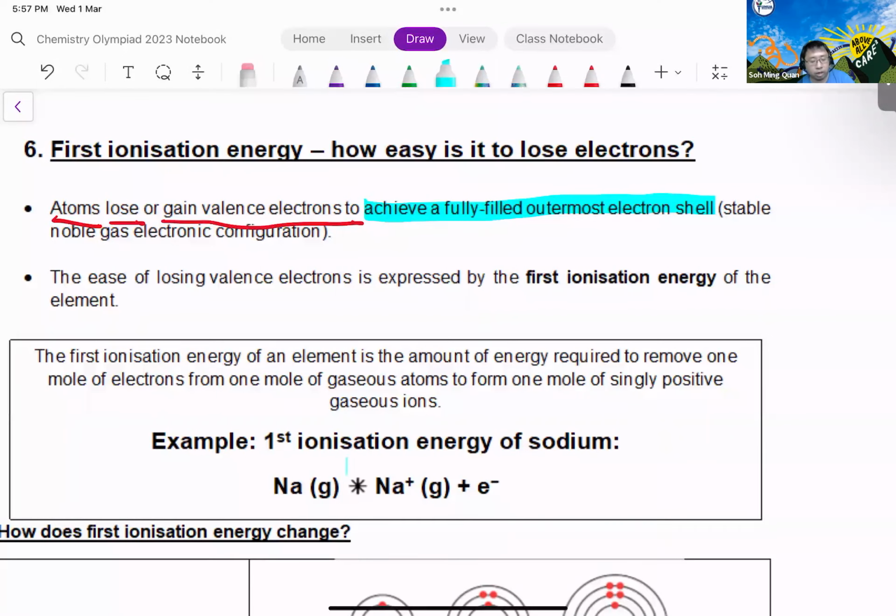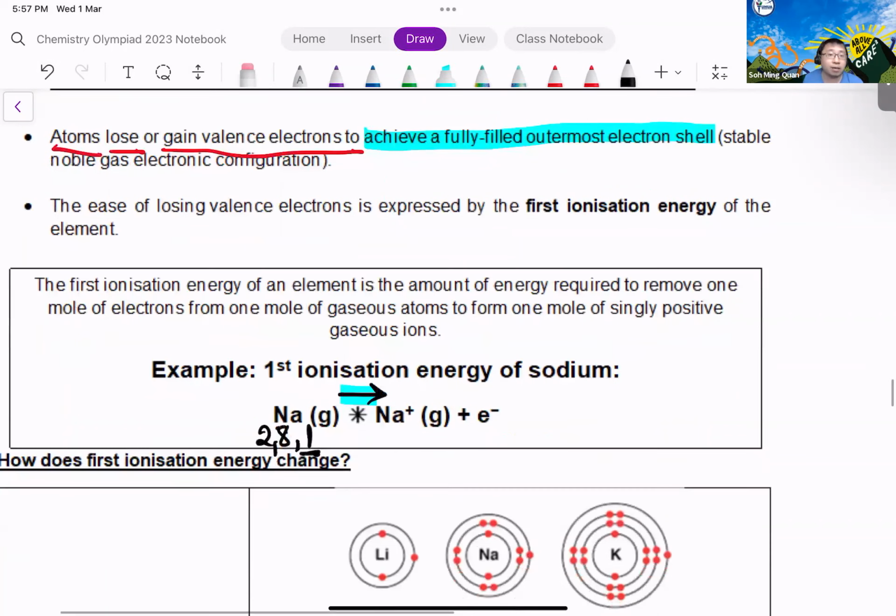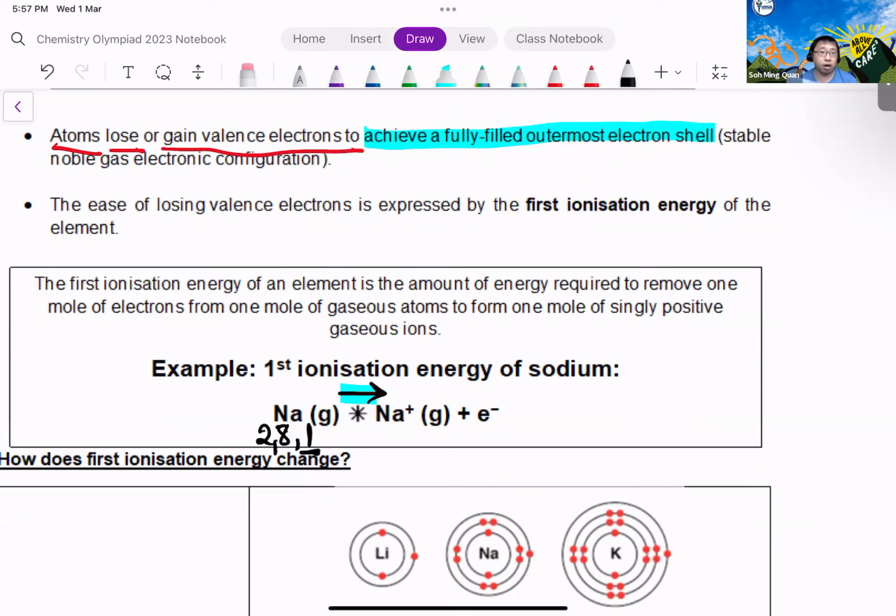A good example is sodium. Sodium is 2, 8, 1. Oh my goodness, it has one valence electron. It's not fully filled, so what is it going to do? Sodium will lose one electron to form Na+. By losing the one valence electron, your outermost shell, which is now the second shell, is full, because the second shell can only have 8. That's fully filled already.